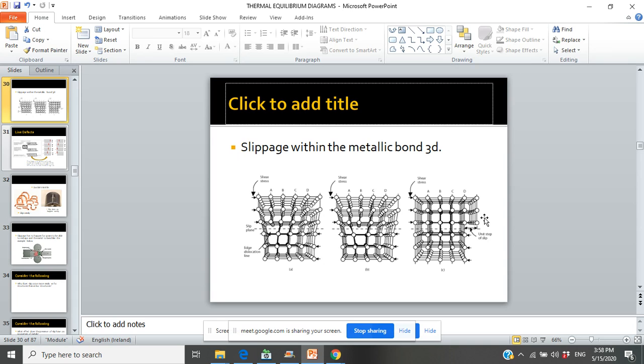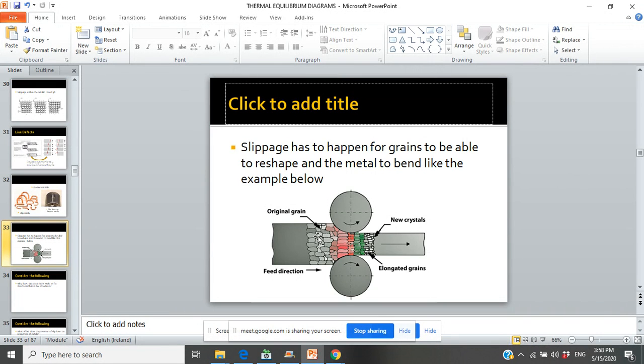That's exactly what happens to the grains. So I'm going from a cubic shape, I roll the metal, I squeeze it, and the grains become long and elongated and stretched. For this to happen, slippage has to occur. All that's happening here is slippage within the atoms of the material. That's why slippage is so important.